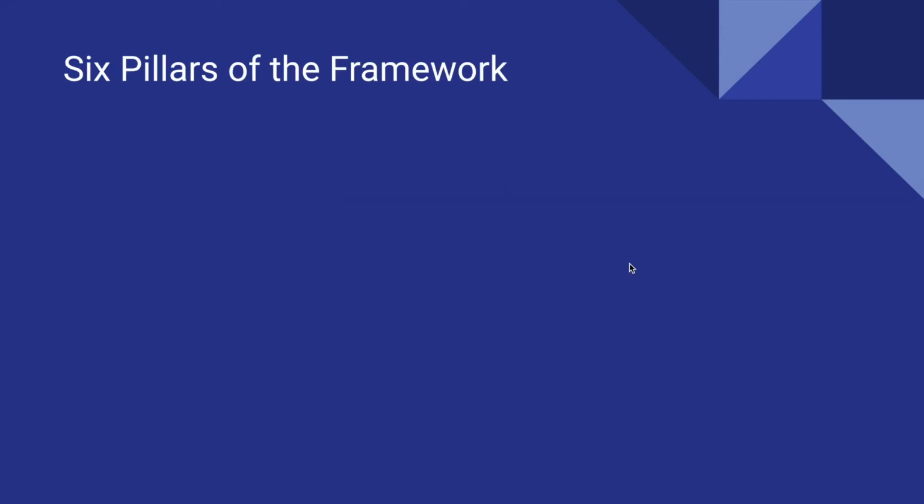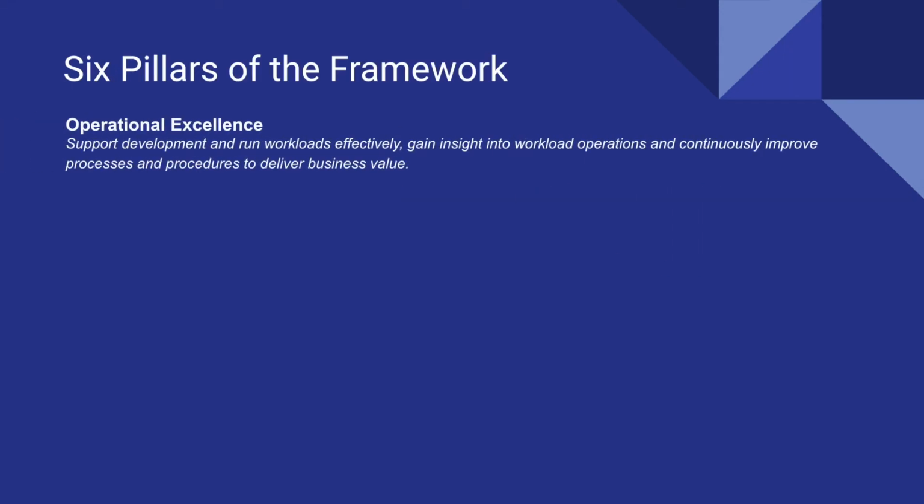So the 6 pillars of the framework. We start off with operational excellence. Operational excellence is really to dive deep into how you support and develop and run workloads effectively on AWS. It's really there to gain insight into your workload operations and then help you to continuously improve processes and procedures to deliver business value.